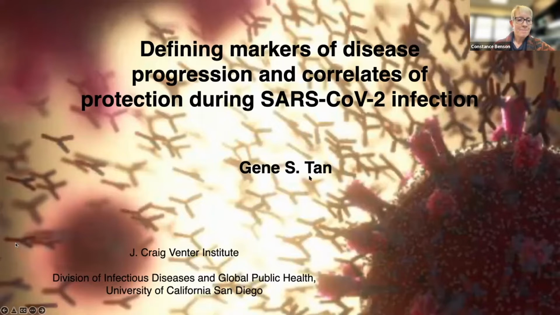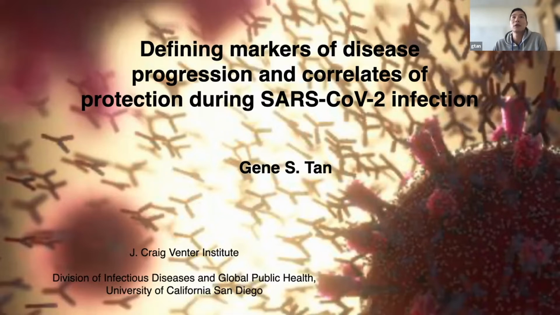Great. Okay, so I've divided my talk, as Dr. Benson had mentioned, on defining the markers of disease progression and correlates of protection during SARS-CoV-2 infection. I've divided my talk into two main parts. The first part is a collaboration with a friend and colleague up at Stanford University, Taia Wang, and it's more of a mechanistic study on the antibody response following mild COVID infection. And in the latter half of the talk, I'll be discussing our effort in understanding the magnitude and the breadth of the antibody response against the variants of concern, specifically against Omicron in comparison to wild type, Delta, and other VOCs. So it's a very direct, straight serological analysis.